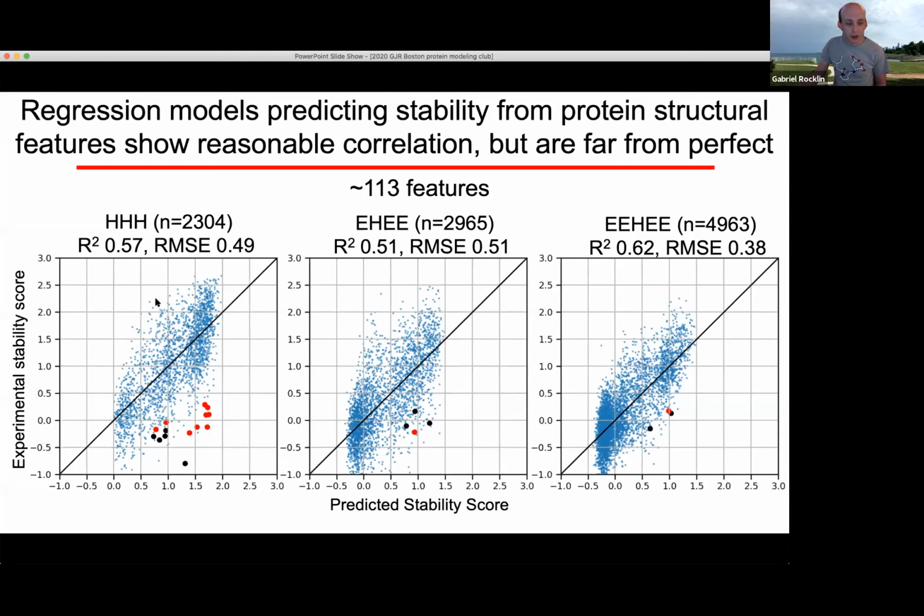So if you focus on the HHH topology, these red spots are designs that are predicted to be very stable, but experimentally, they're basically like random coil. They're not stable at all. I'm not going to go into the details of what the numbers are, but you could ask if you're curious. But basically, you can take my word that these designs are being predicted very poorly by the regression. They're way less stable than they should be according to all their features.